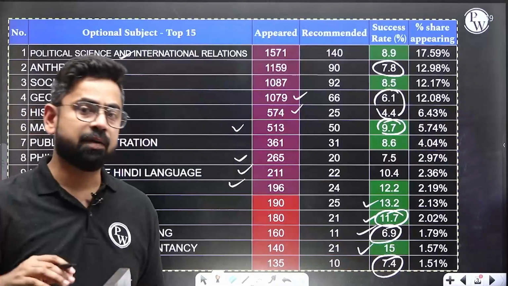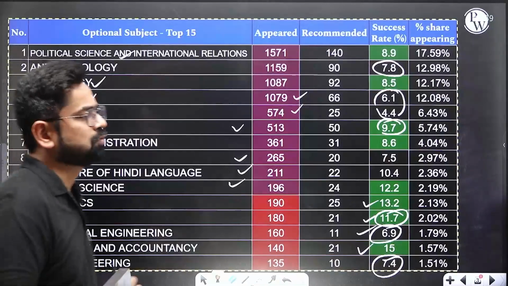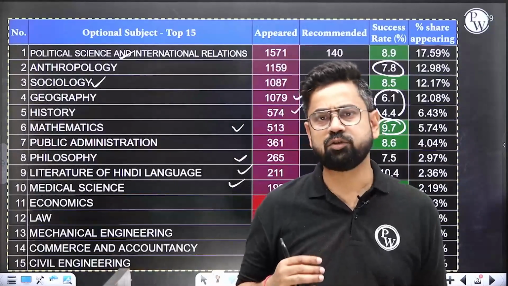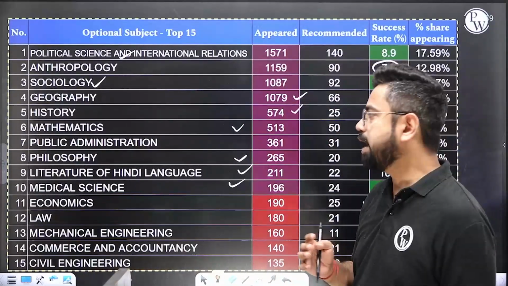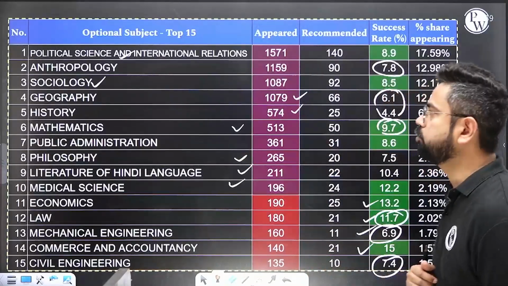Commerce and accountancy amounts to a very high percentage, 15%. Amazing. So this top 15 optionals tells you a lot of things. Now, if you have to select amongst these, you have some idea, some data, on what to go for.